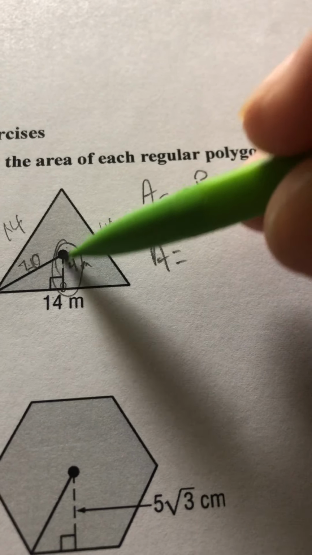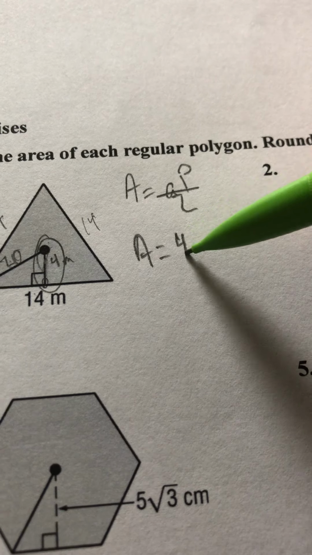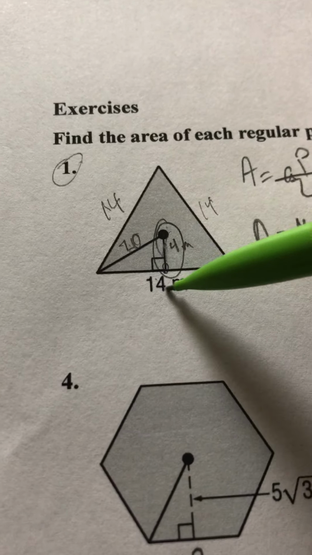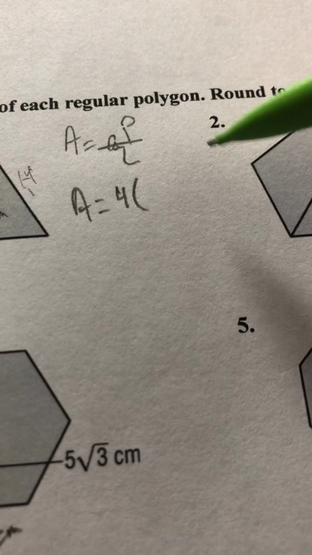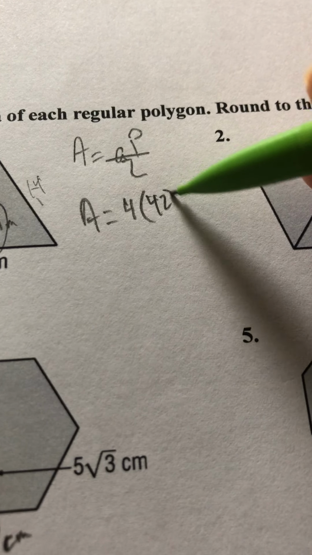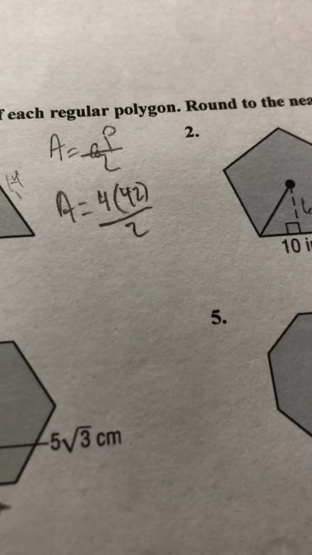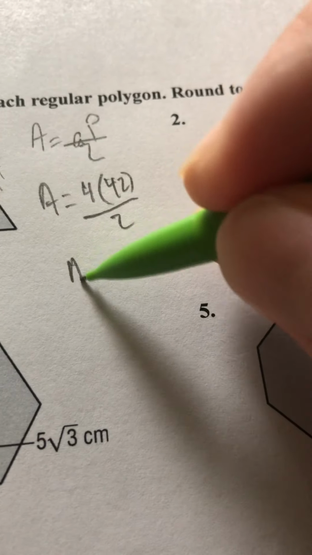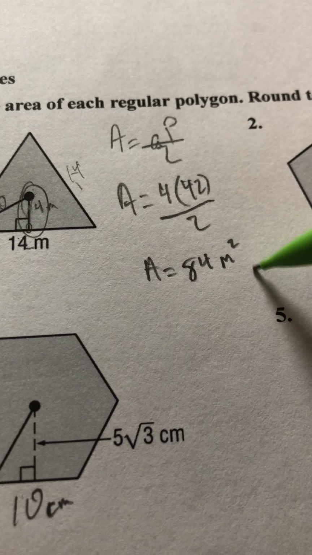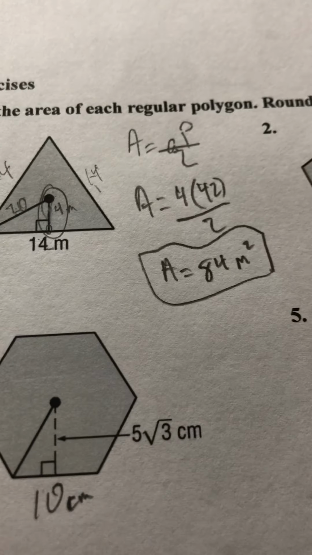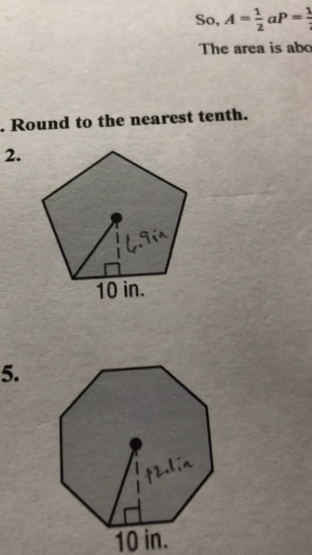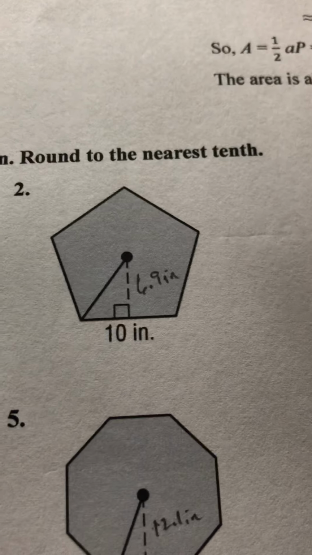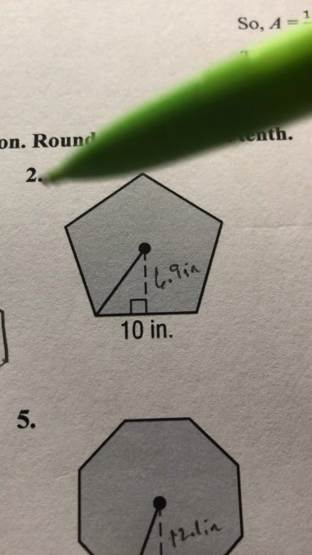The apothem we just found out is 4. The perimeter, you add up all the sides. So 14, 14, and 14 adds up to 42. And then divide by 2. So 4 times 42 divided by 2 is 84, and it's meters squared. So just be able to identify the apothem and figure out what the perimeter of any shape is. And these are all regular polygons, so all the sides are always the same.